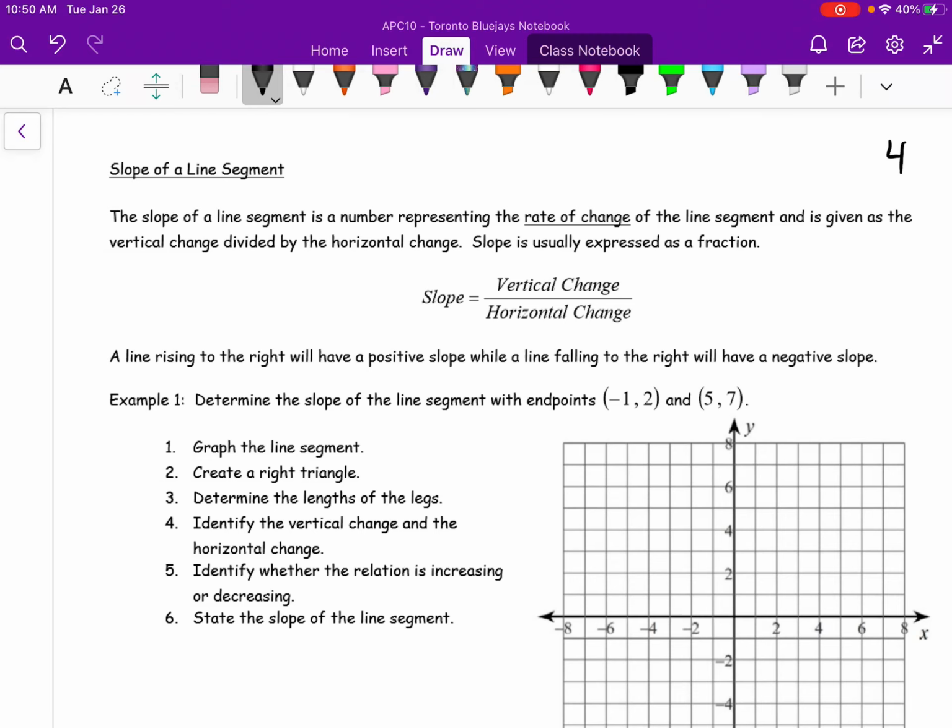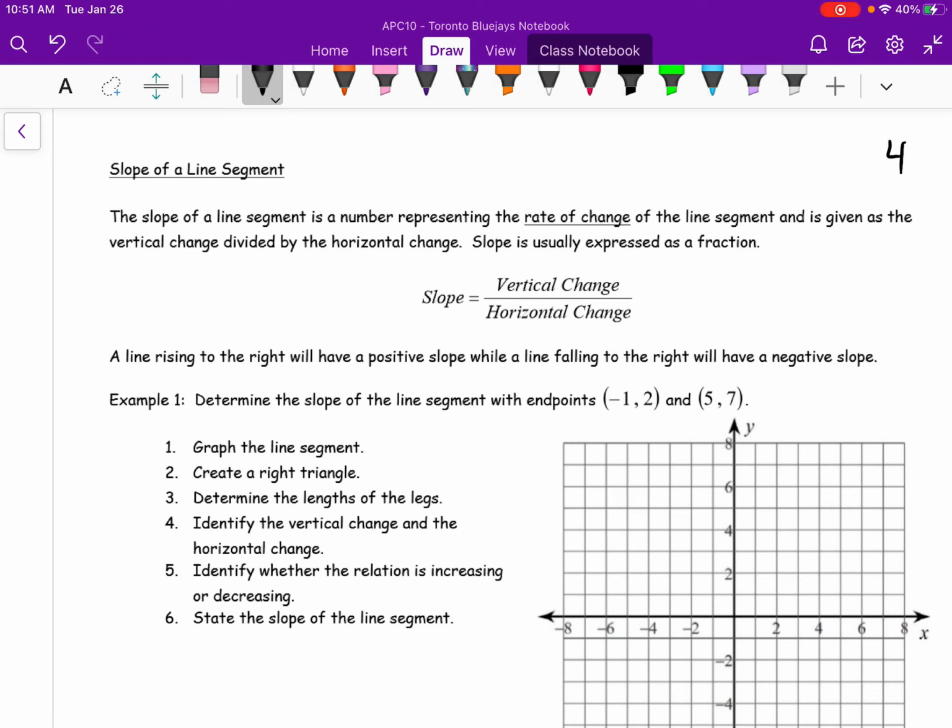Today we're going to look at the next attribute of a line segment, slope. Slope is an extremely important descriptor of many items, including in physics. So it is really important that we get slope correct. Slope of a line segment.